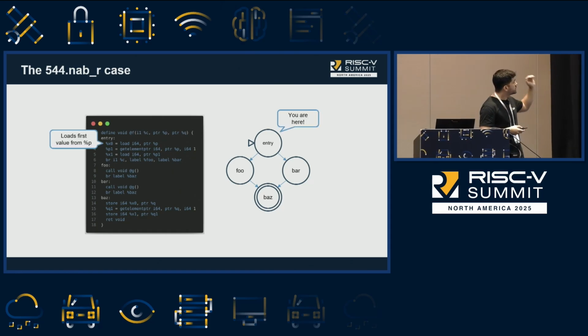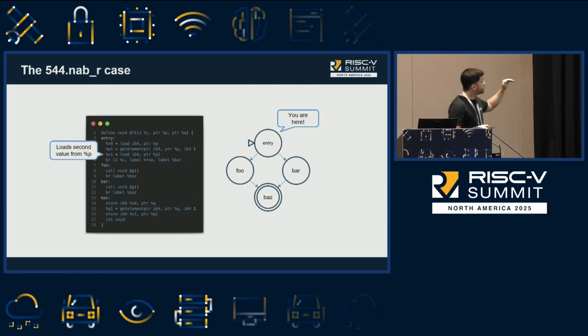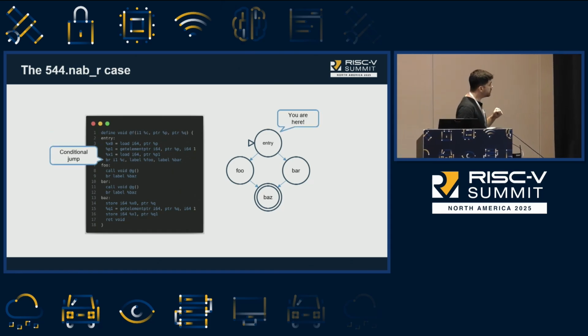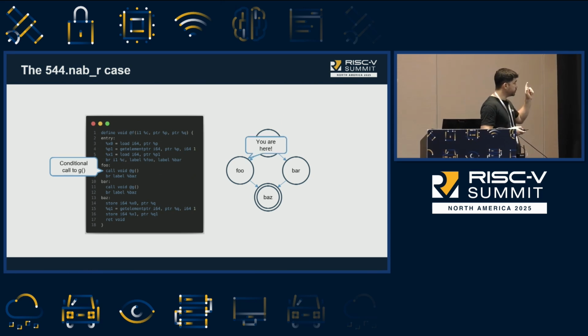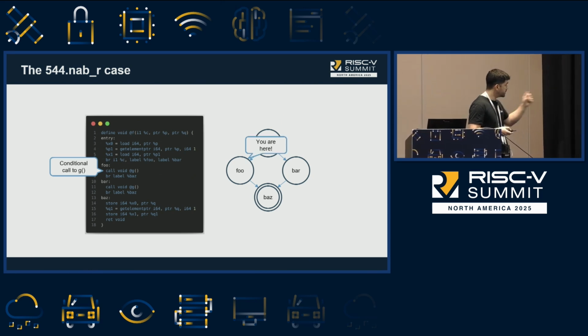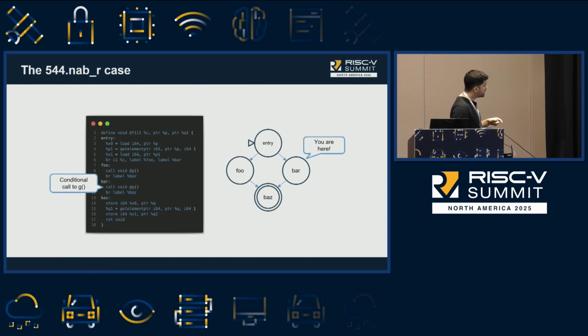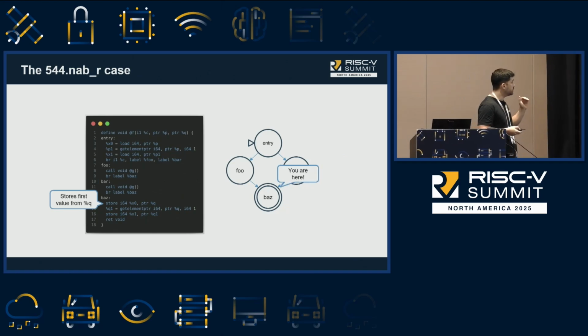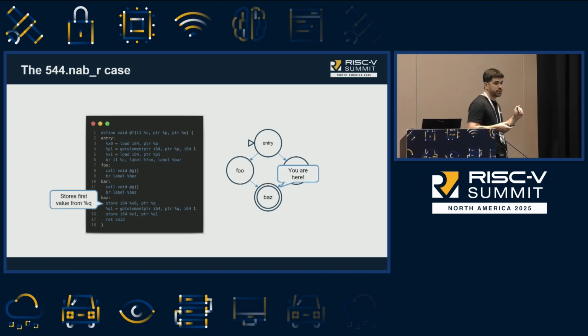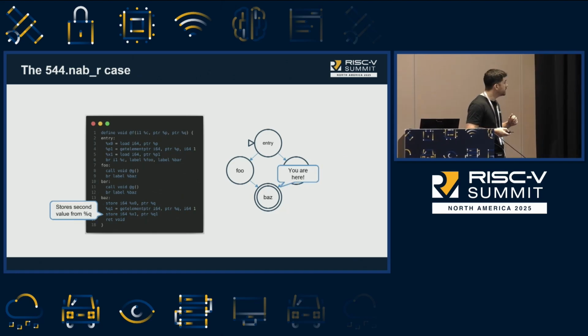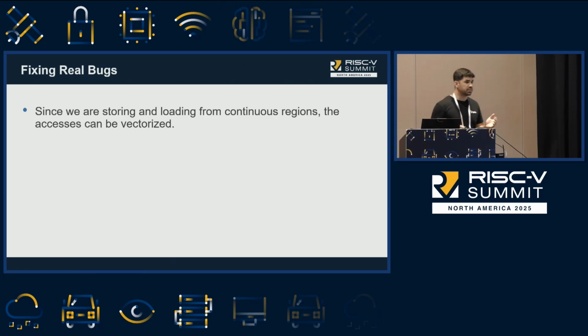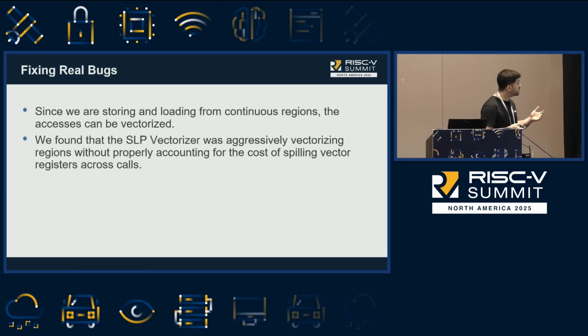So what happens here is we have a load from P, then we have a second load from P, a conditional jump, and then we go to either foo, which has a function call, or bar, which also has a function call, and then on the last block we do a store followed by a second store. And because these regions are continuous, we can vectorize them.